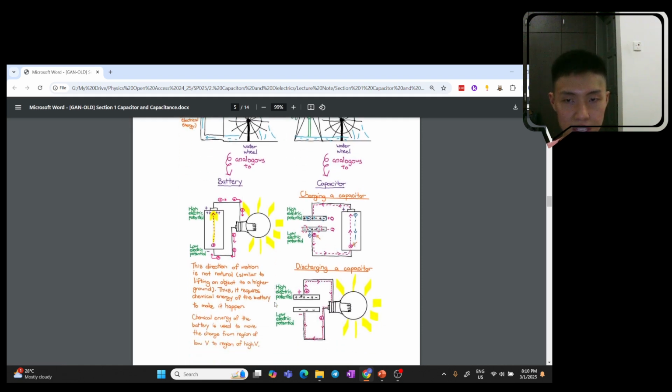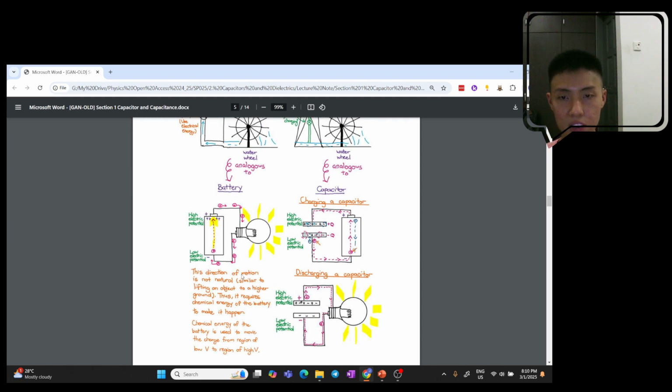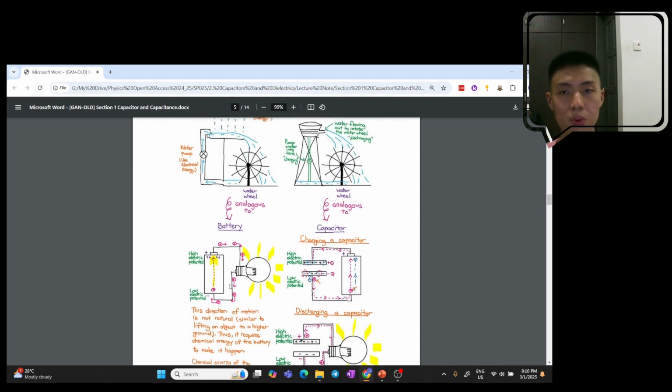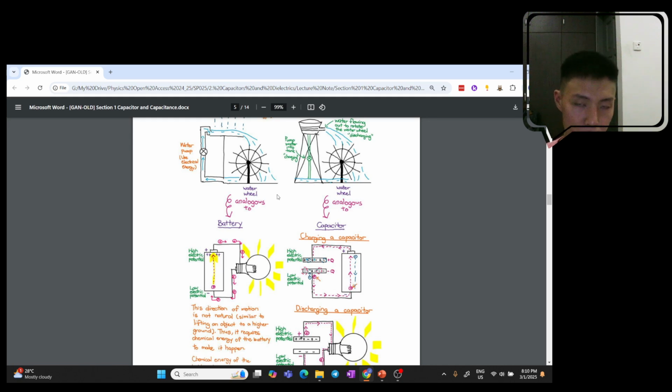Okay, if you read the text over here, it says the direction of motion is not natural. We know that water usually flows downward. If you let it flow, it flows downward. So flowing upward is not a natural kind of motion. If you bring something from a lower to a higher place, you need some kind of effort. That effort is supplied by the water pump. Similarly in this case, the effort is supplied by the battery.